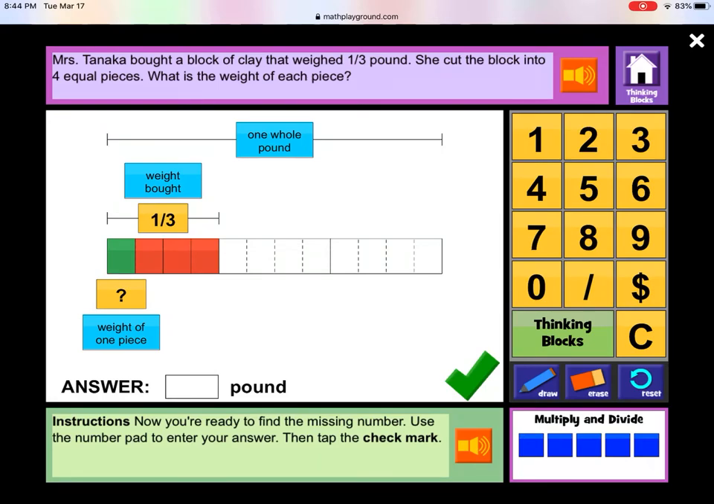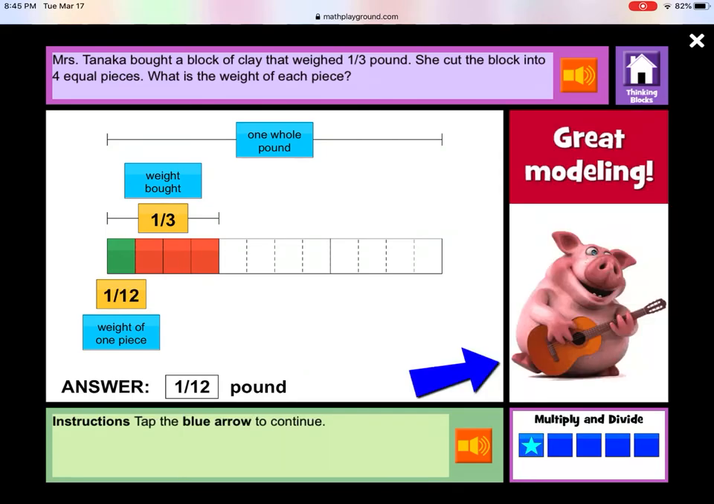So we switched wholes again. We went back to the original reference because the weight would be in pounds. Notice that we had 1/4 of 1/3 of a pound, 1/4 times 1/3, or we had 1/3 divided into 4 pieces. 1/3 divided by 4 would give us 1/12. So on the keypad, I'm going to type in 1/12 and check my answer.